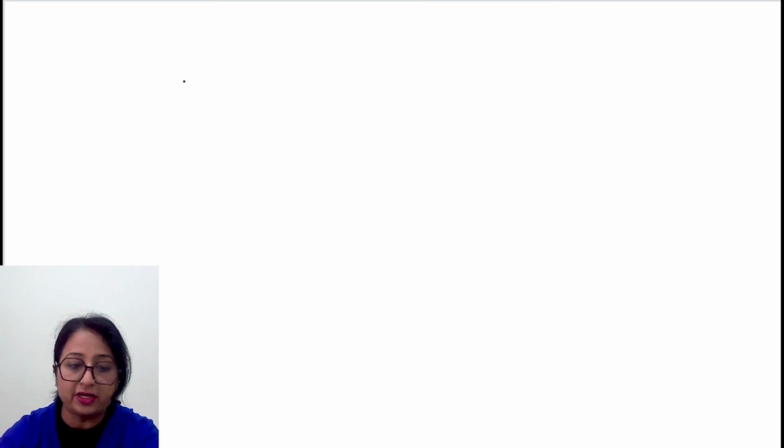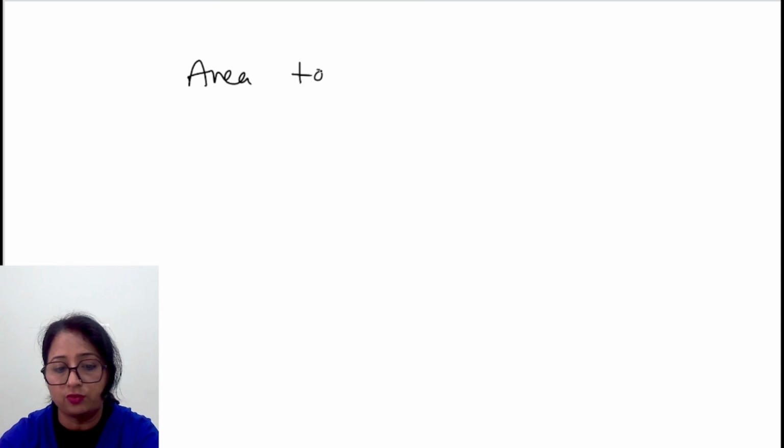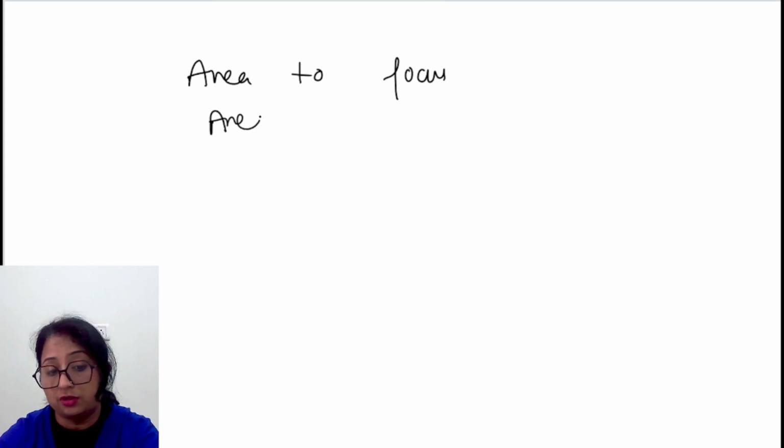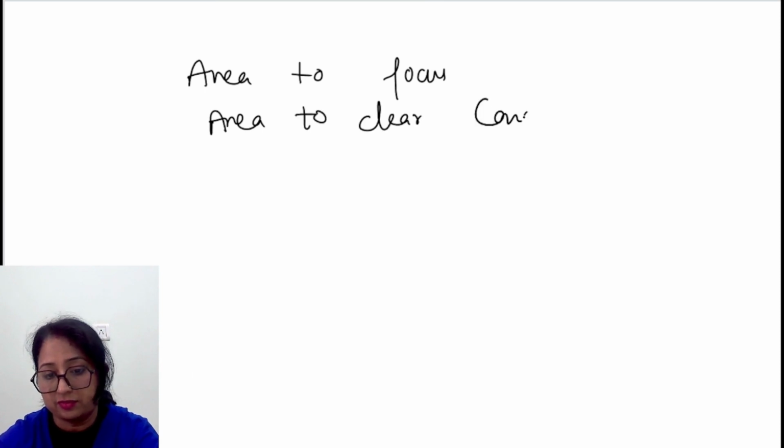But when you take the entire class, when you take the course, then you will definitely feel where the area to focus is. The area to focus will increase, and the area where you need to clear your concepts.